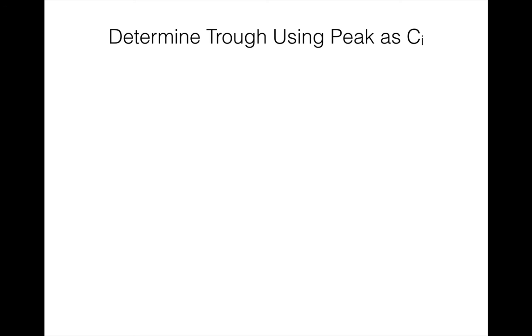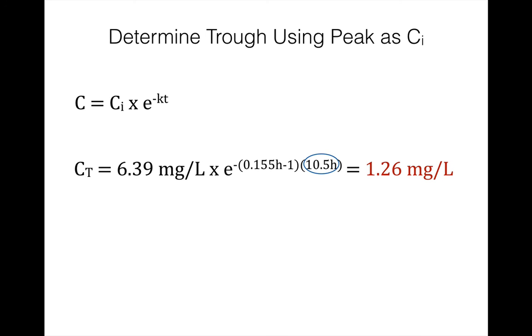Now finally, let's determine the trough using peak as the Ci. Here's our formula, C equals Ci times e to the minus kt. Our trough concentration is equal to the peak concentration of 6.39 times e to the minus kt with a t of 10.5 hours. And as we've seen before using the calculations with the long formula, the C trough is equal to 1.26 milligrams per liter.